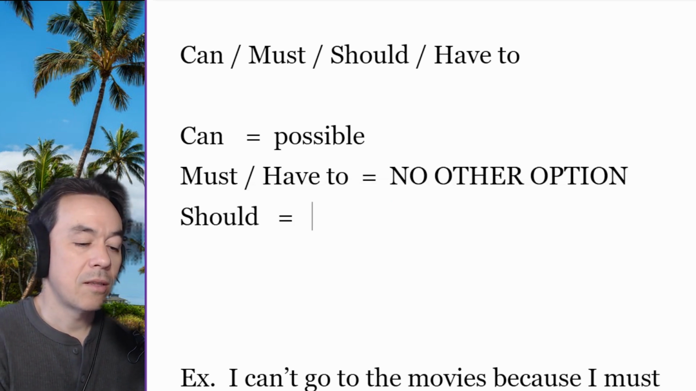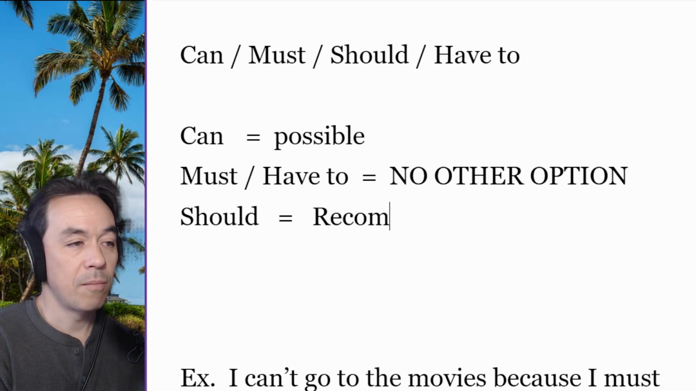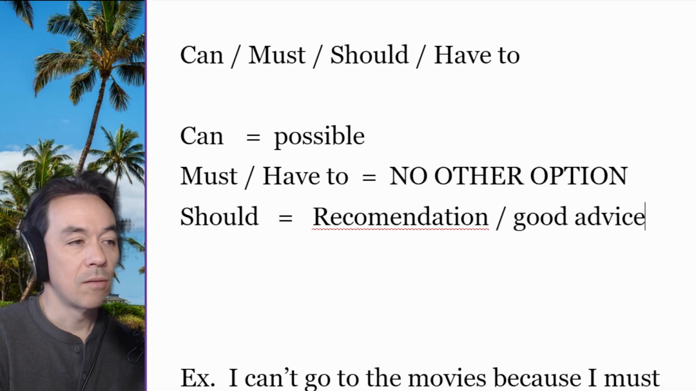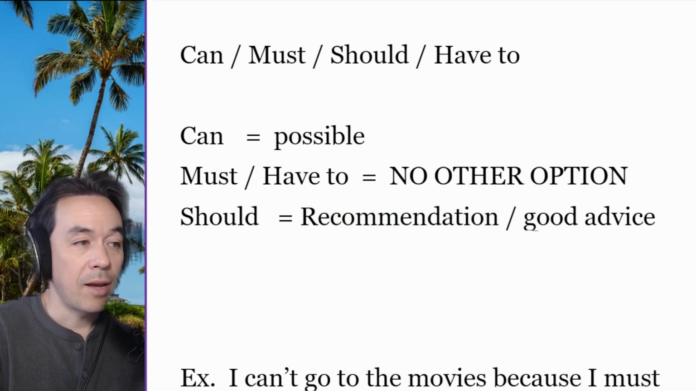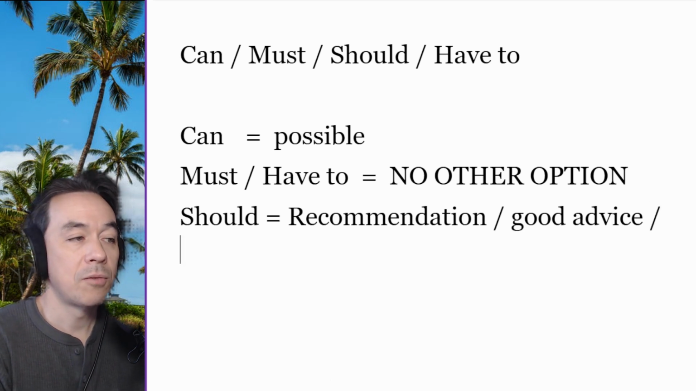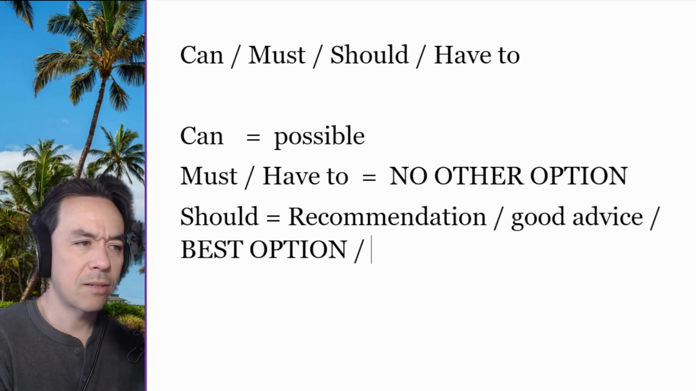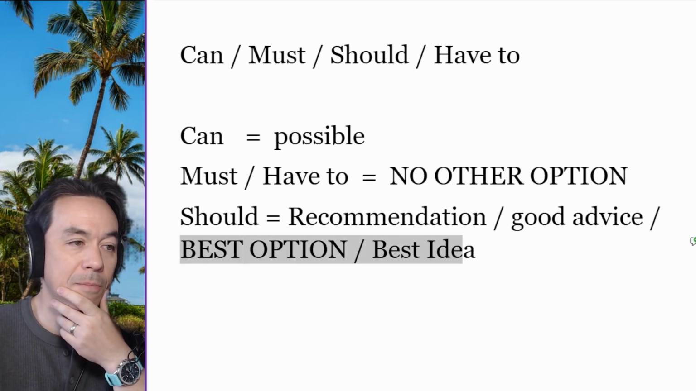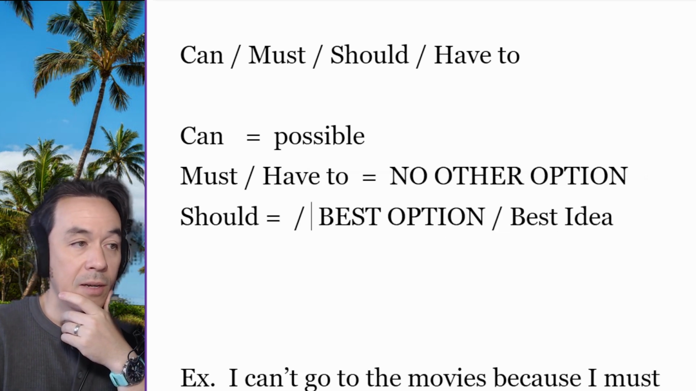And then after that is the word should. Usually this is described as a recommendation or good advice. You spell that wrong? There you go. I agree with these, but I would add one more. I would say this is the best option, the best option or best idea. And so I think maybe this is a better way, right?